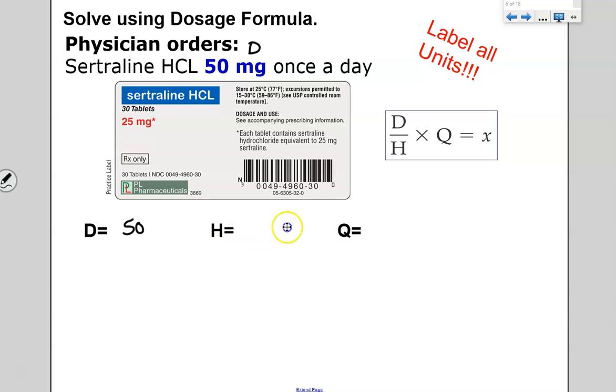Now, what you have on hand is what comes in the label. This is what they have on hand at the pharmacy. And if we look, it tells us that there are 25 milligram tablets in here. So we know that 25 is what I have on hand. That's my H, and it comes in tablet form.